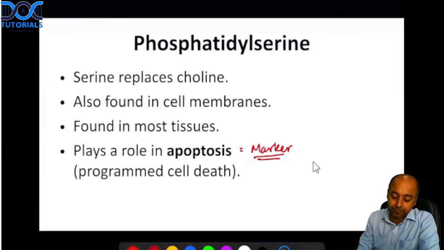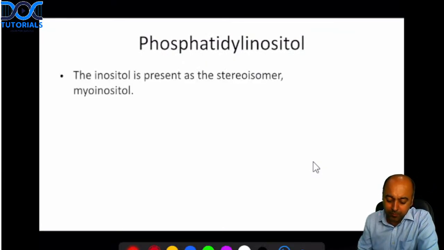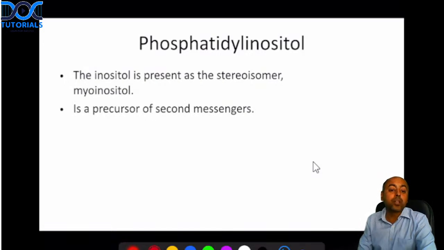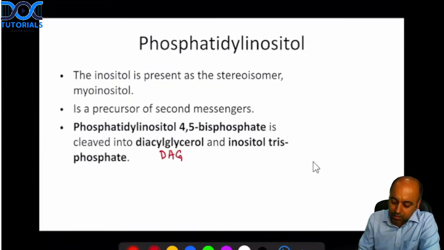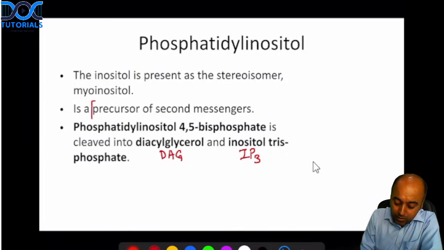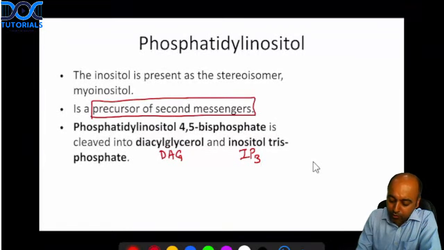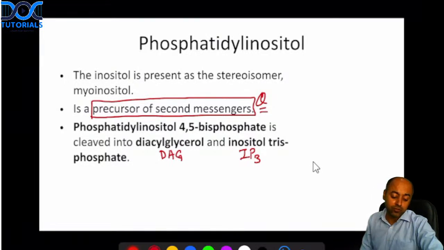You should remember this. Then phosphatidylinositol. Here, what is happening? Phosphatidylinositol is a precursor of second messengers. You can get two things: diacylglycerol, commonly written as DAG, and inositol triphosphate, that is IP3. Both of them are second messengers. So phosphatidylinositol is a precursor of second messengers. Another important question: which of the following lipids is a precursor of second messenger? The answer will be phosphatidylinositol.